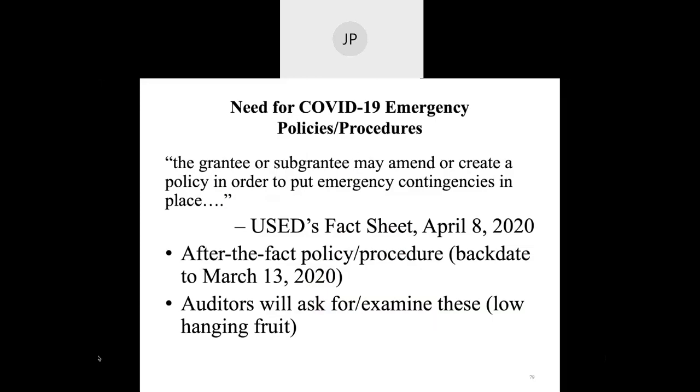As a reminder, you should have updated your policies and procedures for how your district operated during 2020 during the national emergency due to COVID. The U.S. Department of Education issued guidance in April 2020 stating that it's possible for you to amend an existing policy or create a new policy, and that these can be done after the fact and retroactive to the date of the national emergency declaration due to COVID-19, which was March 13th, 2020.